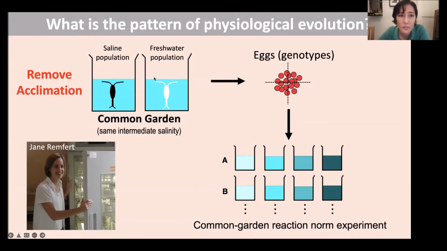So to address this question, we performed a series of common garden experiments where we took the saltwater ancestral population and the freshwater invading population, and we first reared them at a common salinity to remove the effects of acclimation. Then we took egg clutches representing distinct genotypes and split them across salinities to determine the physiological reaction norms, or physiological responses, of each genotype to the range of salinities.